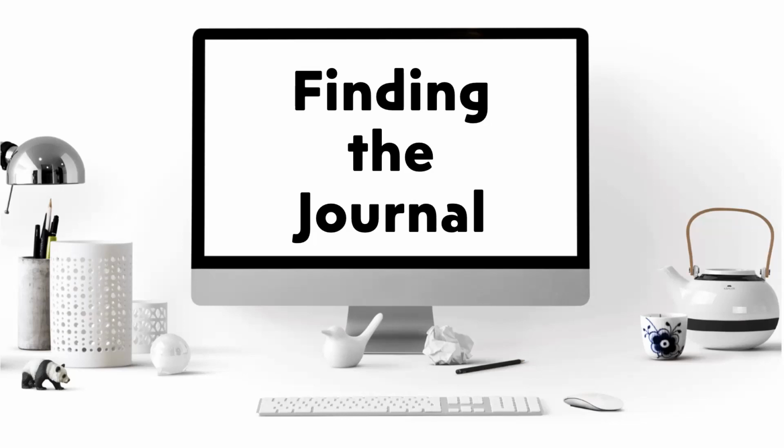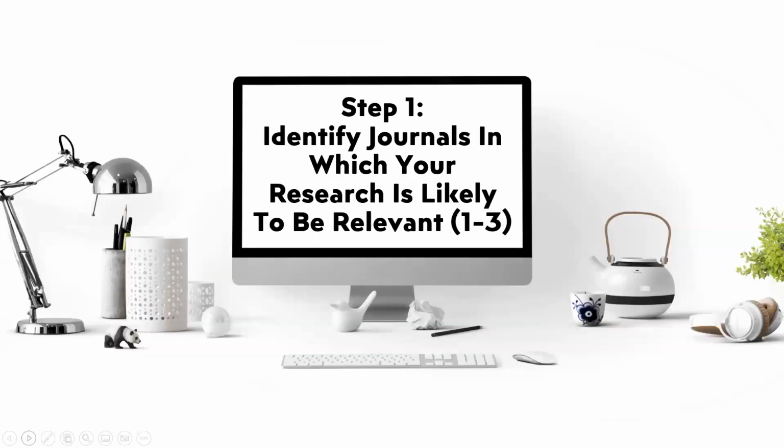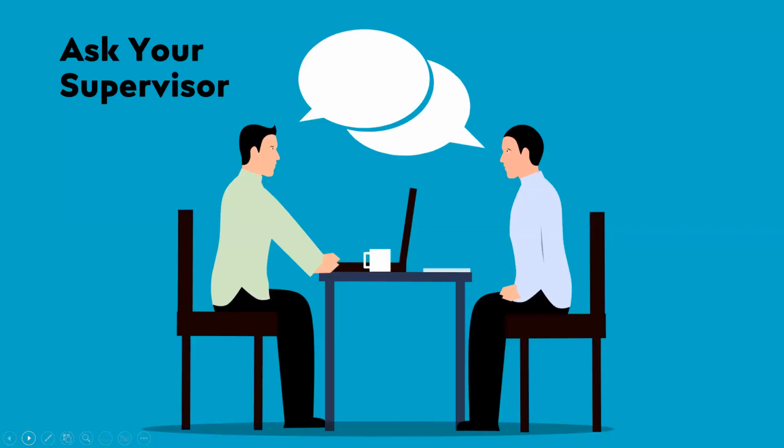In this video, I'll show you a few steps so that you can identify the right journal to submit your research to. Step 1 in this process is to identify journals in which your research is likely to be relevant. Here we're aiming for a handful of journals, maybe up to 3. How do you do that? Well, first of all, you ask your supervisor.